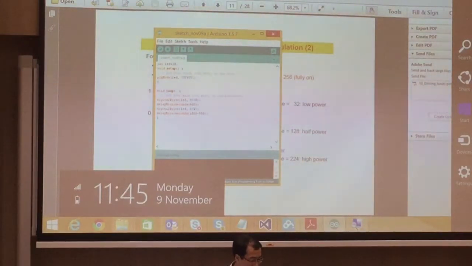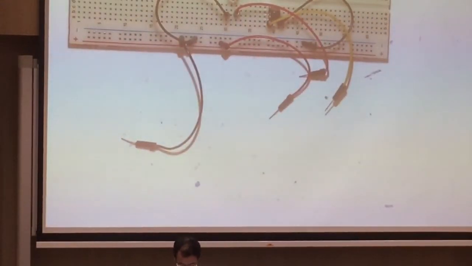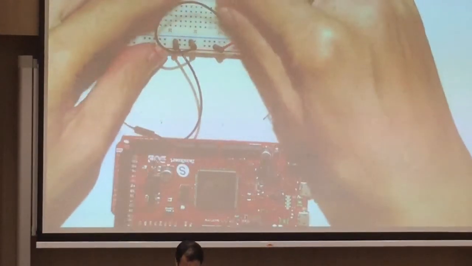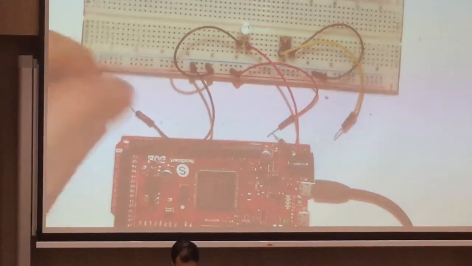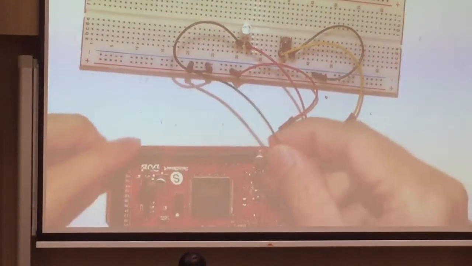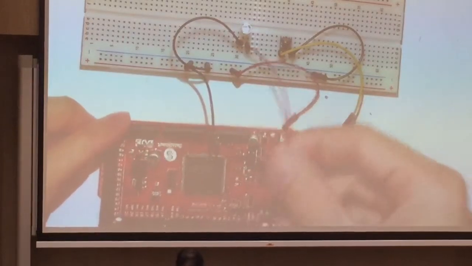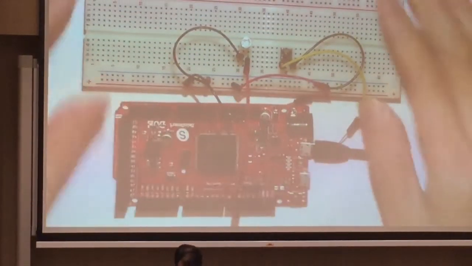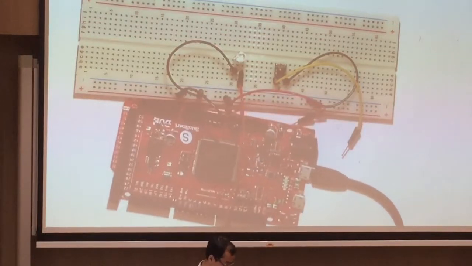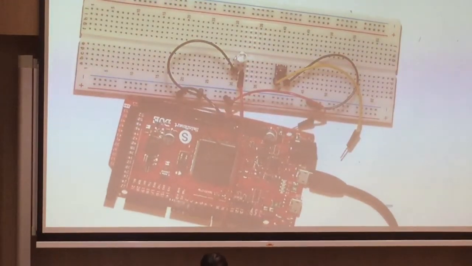Let me show you the Arduino one. The idea is very simple. I just need to connect my LED, once I connect to a ground, the other side connect to pin 10. So I need to connect my Arduino to the computer.